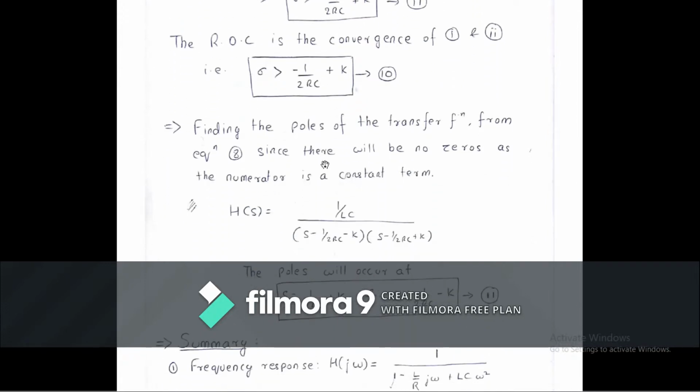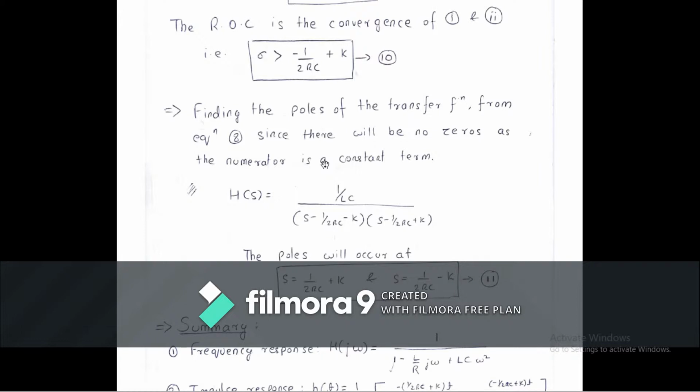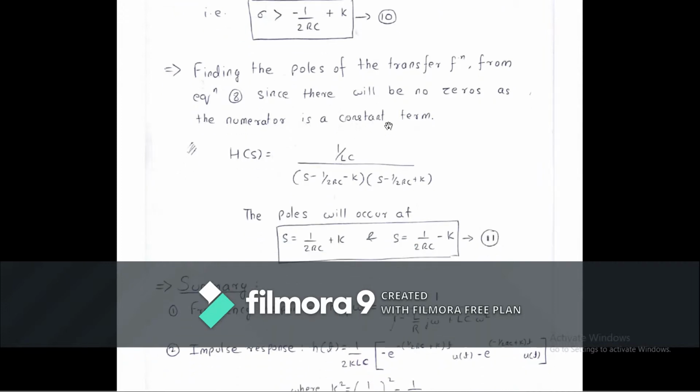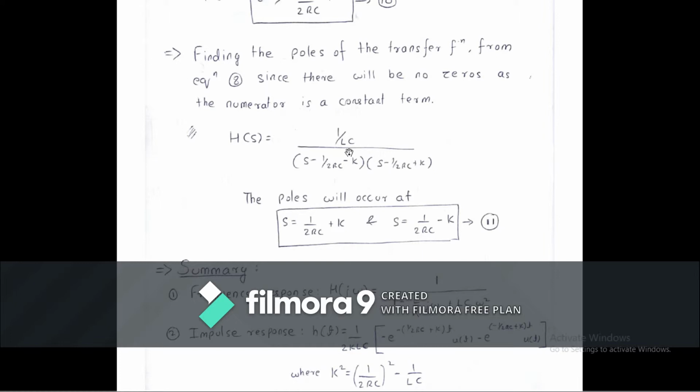Now we find the poles of the transfer function from equation 8. Since our H of s has a constant numerator, there will be no zeros. The denominator will be 0 at s equals 1 by 2RC plus k and s equals 1 by 2RC minus k. So these will basically become the poles of our equation.